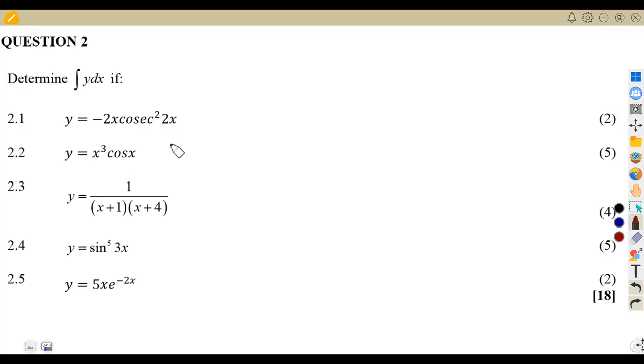We are still on our integration, and this is a question that we're going to work with from the question paper of November 2022 exam. So we want to see how we were supposed to attempt these typical questions on our integration, since we are done with the introductions of each and every integration.